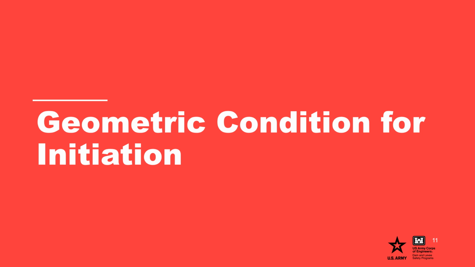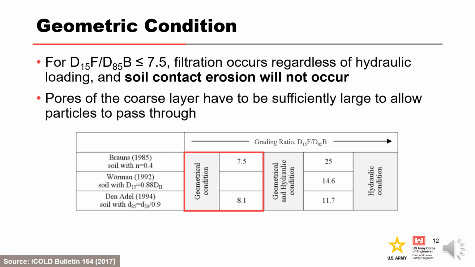Now we'll move on to discuss the geometric condition for initiation of soil contact erosion. The geometric condition is assessed by comparing the D15 of the filter, or the coarse material, to the D85 of the base, or the fine material. If the geometric condition is not met, which requires a ratio of the D15 of the filter to the D85 of the base to be less than or equal to 7.5, then soil contact erosion is unlikely.